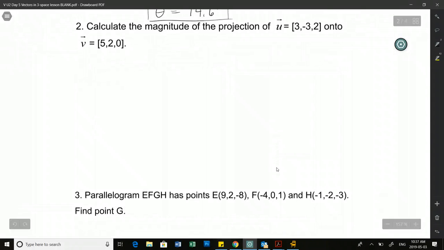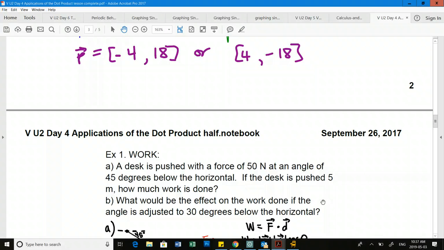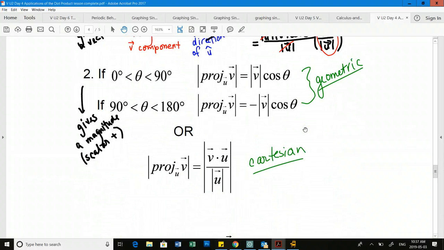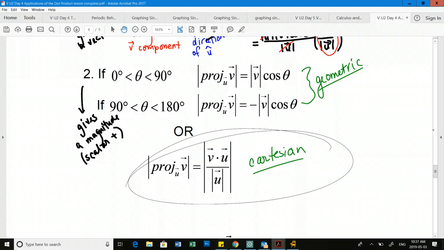Calculate the magnitude of the projection of two vectors in 3 space. Okay, so let's look back at our formulas here quickly. This is Cartesian. I'm looking at this guy down here. The projection of v onto u is the dot product divided by the magnitude of the vector that's being projected on, and we just want to take the absolute value of that. When we take the magnitude of the projection, I'm not interested in whether it's in the same direction or opposite direction. I'm just interested in that magnitude component.